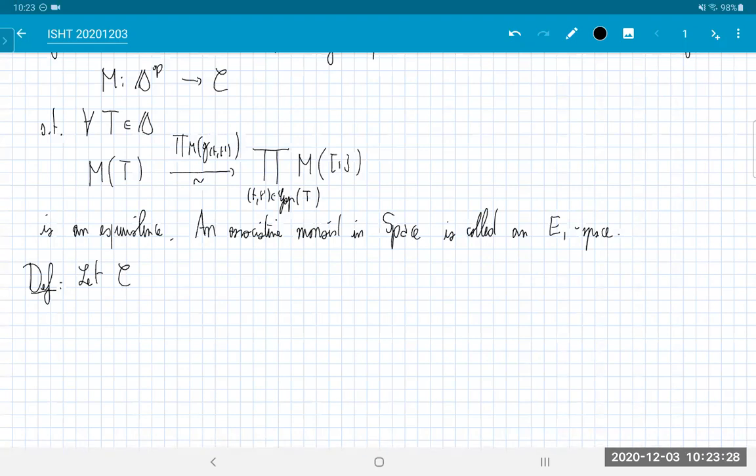So, okay, but let me give a definition. Let C be a category. No, that's just a normal category. Let me call it a classical monoid.